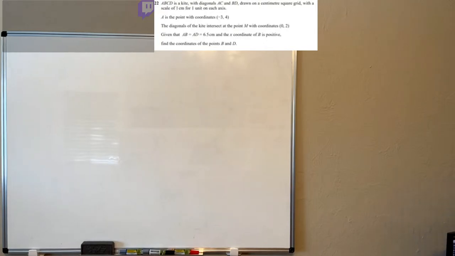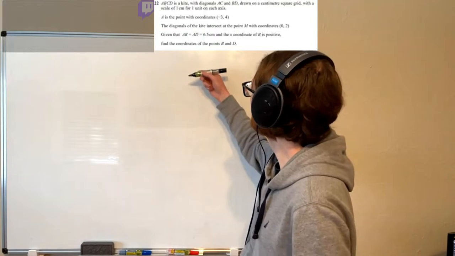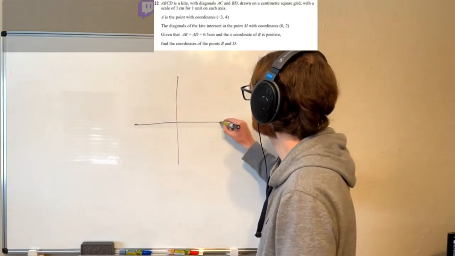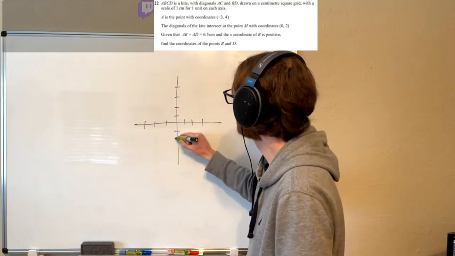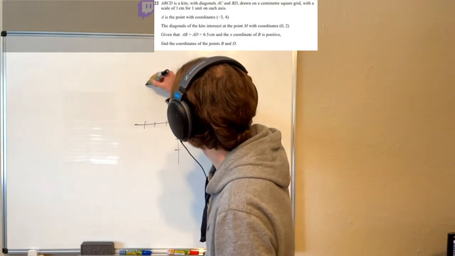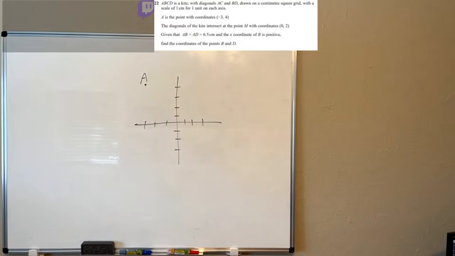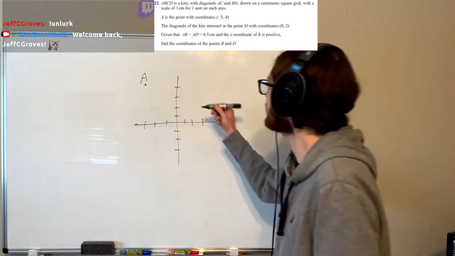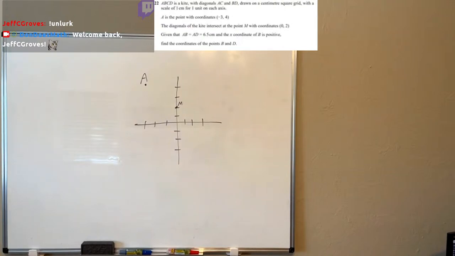Negative 3, 4. How far are we gonna go? It seems like it's gonna be the top. Try to draw things even in space if we can. So A is negative 3, positive 4. What other information are we given here? Diagonals of the kite intersect at the point M with coordinates (0, 2). Given that AB equals AD equals 6.5, and the x-coordinate of B is positive, find the coordinates of B and D.